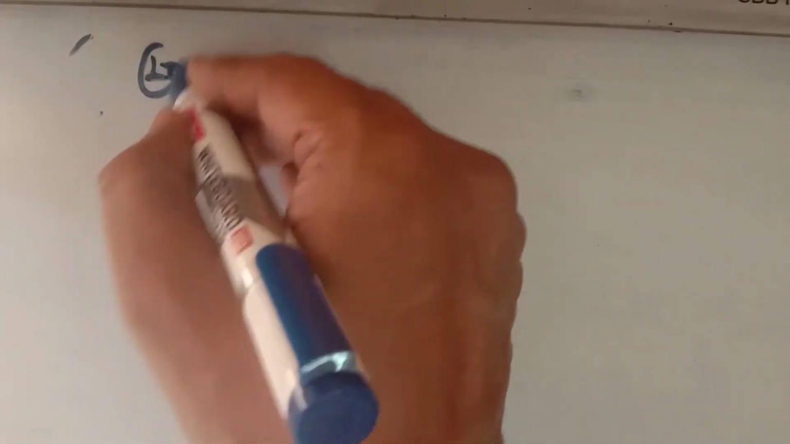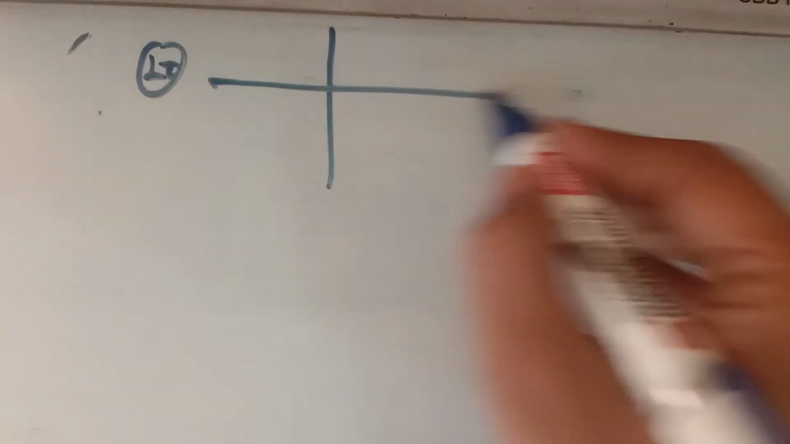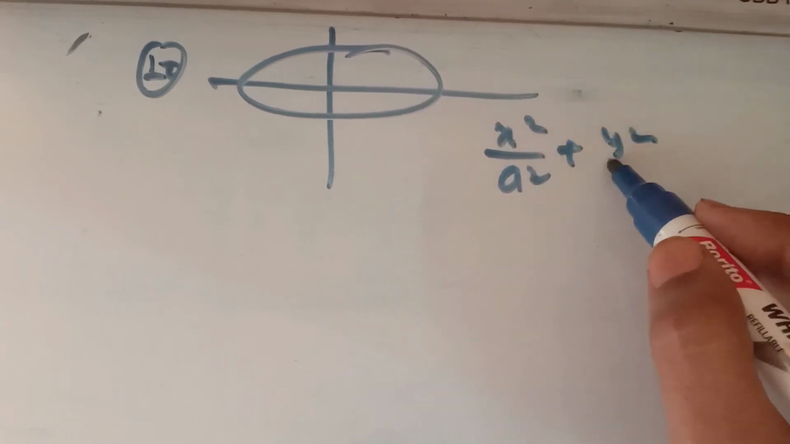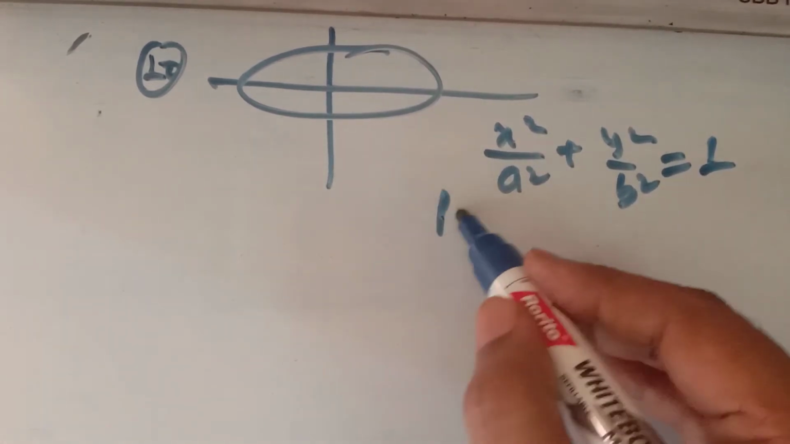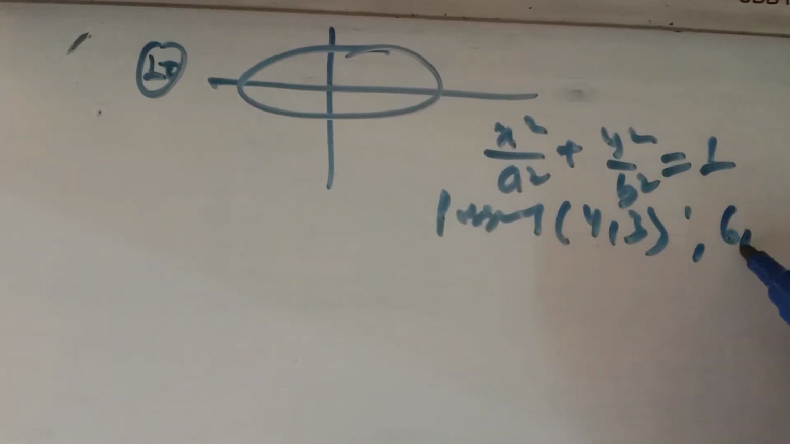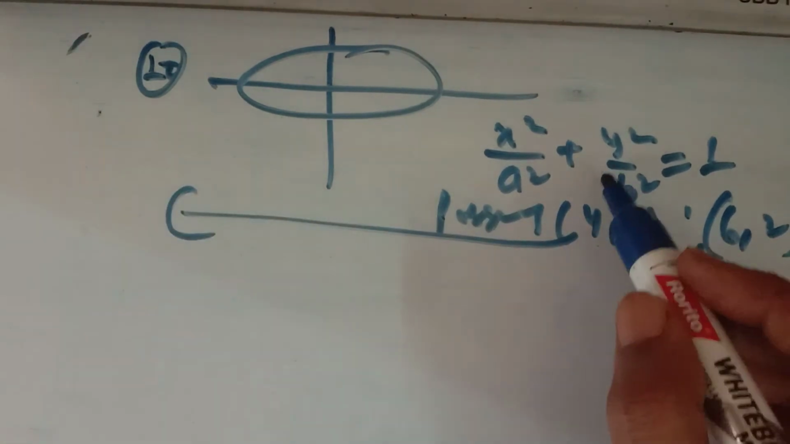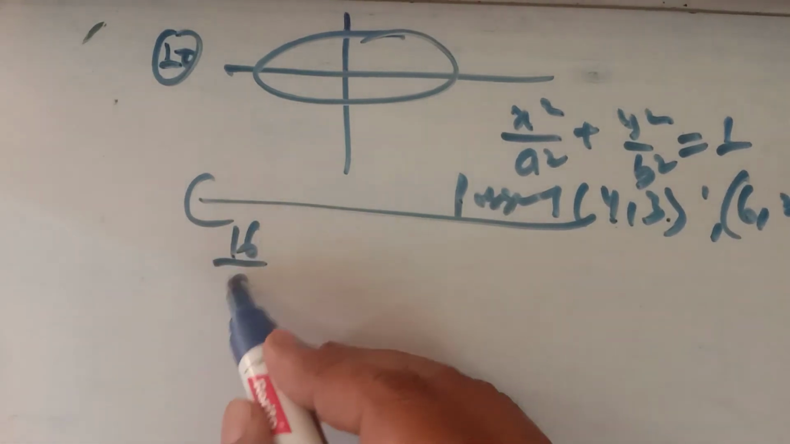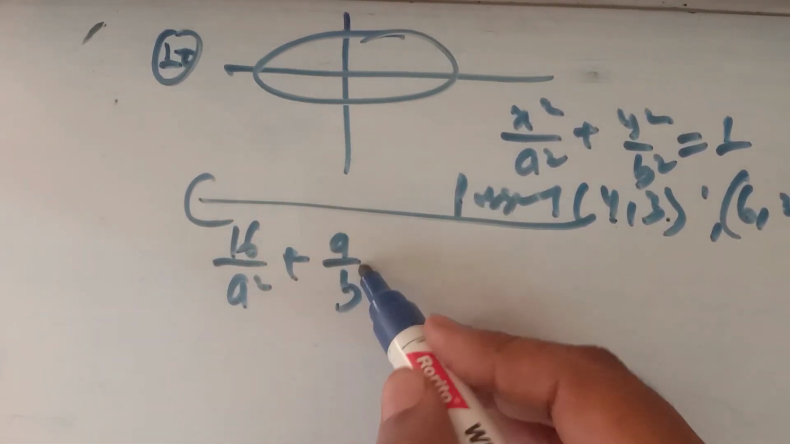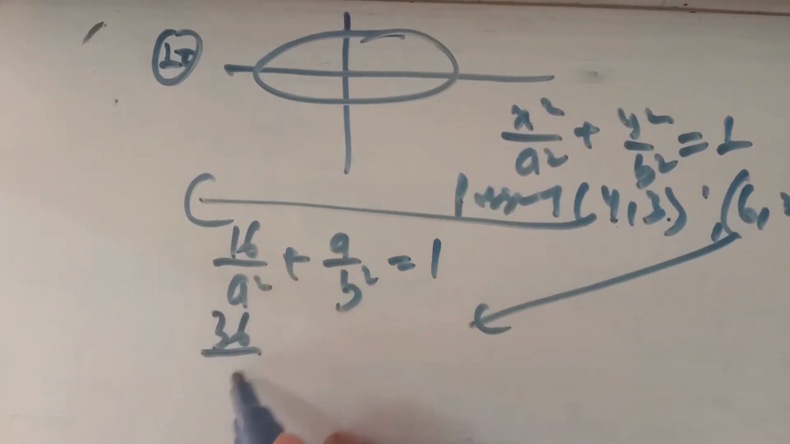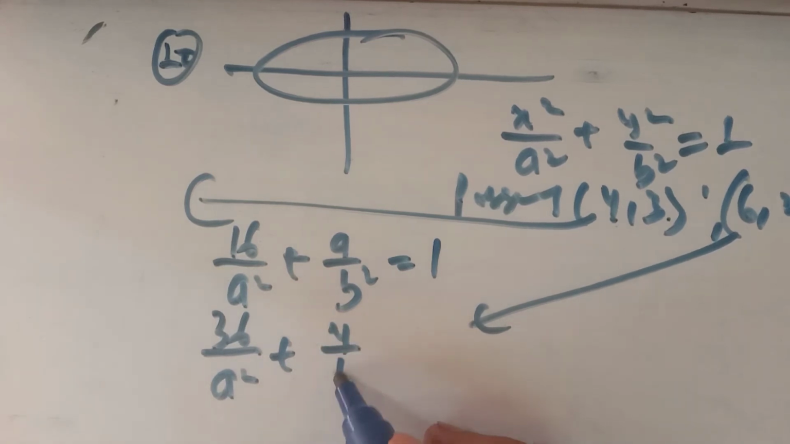In this, the ellipse is of the second type because it is given that the major axis is lying on the x-axis. So x square upon a square plus y square upon b square, this type of ellipse is passing through the points 4, 3 and 6, 2. When you put the first point, 4 and 3 as x and y, it satisfies the equation: 16 upon a square plus 9 upon b square is equal to 1.